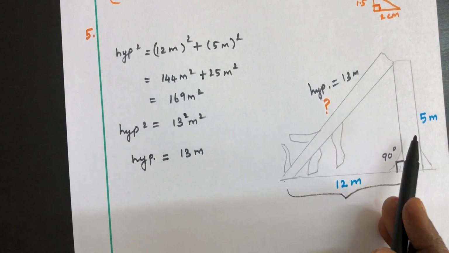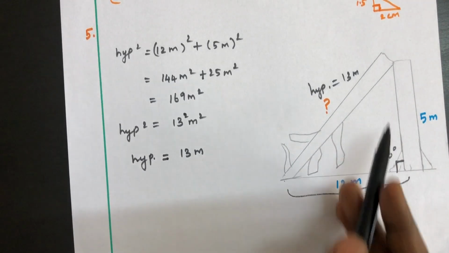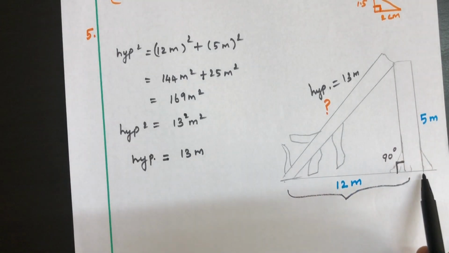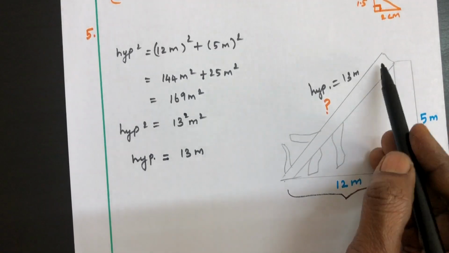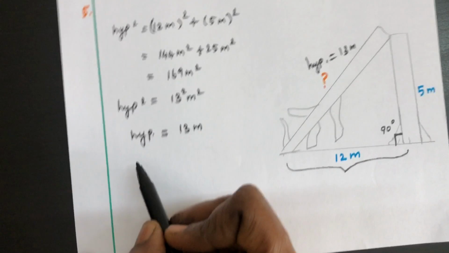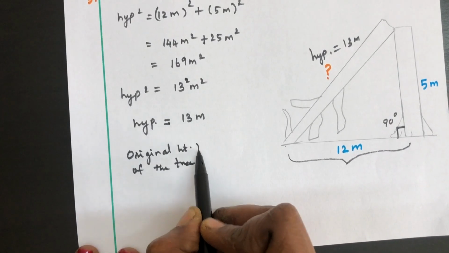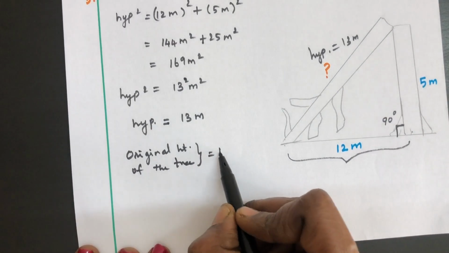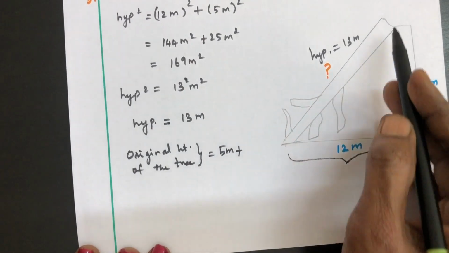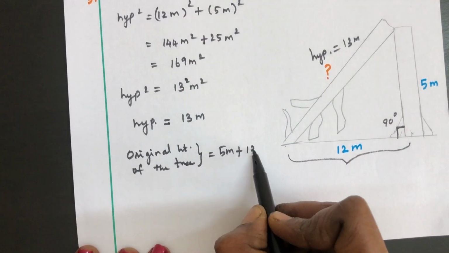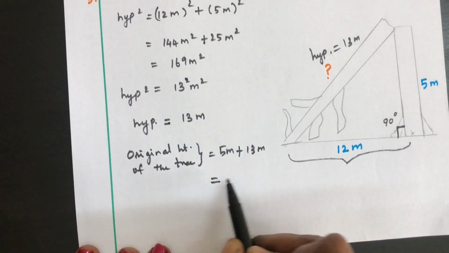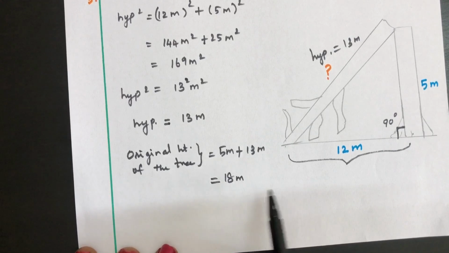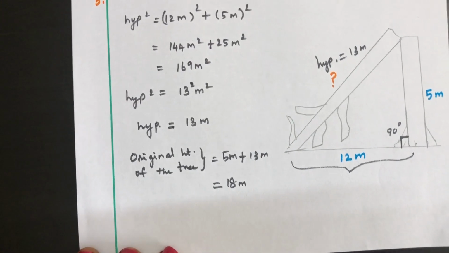Now they are asking the original height of the tree. Original height means adding the broken part, so the tree must be from here to there. So the original height of the tree is from the ground to the broken part, which is 5 meter, and the fully broken part is 13 meter. So this is equal to 18 meter. This is the original height of the tree.